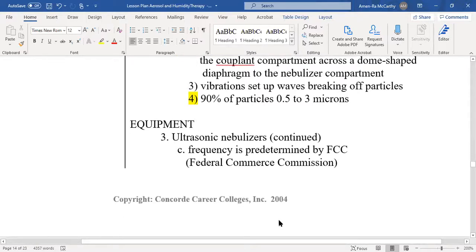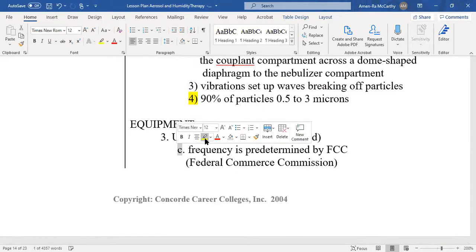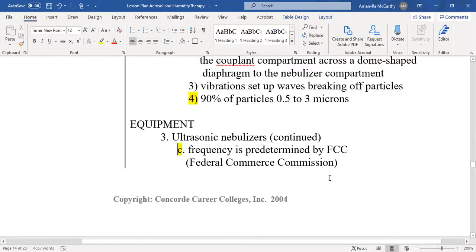Now, ultrasonic continued. Look at C. The frequency is predetermined by who? The FCC, the Federal Commerce Commission. They determine the frequency, how fast that vibration is happening. That's a frequency, because it's like FM and AM, those are frequencies. Those are vibrating radio waves. Well, this also has a vibration that's so strong that it's controlled by the FCC. 90% of the particles are 0.5 to 3 microns in size.